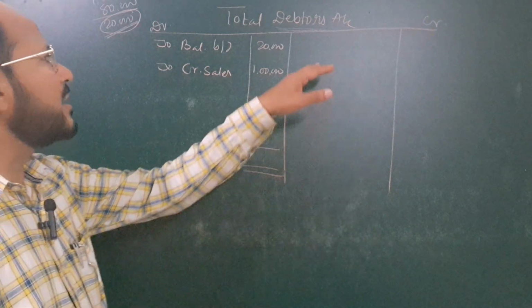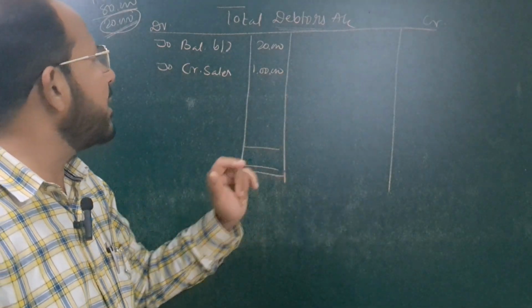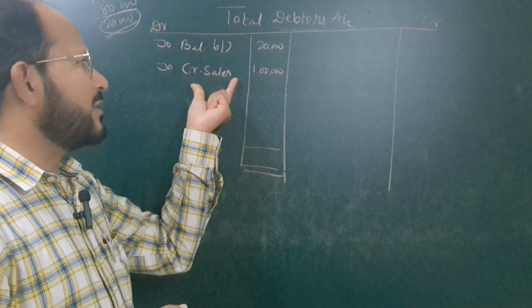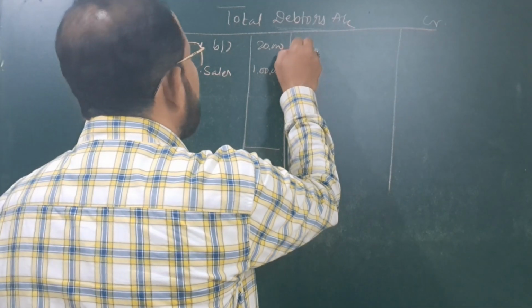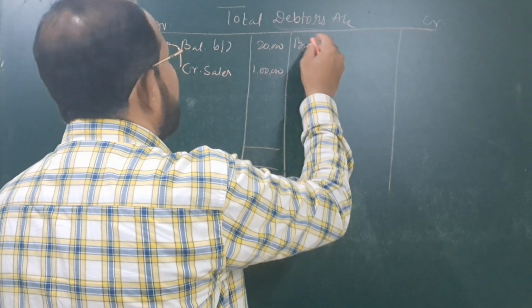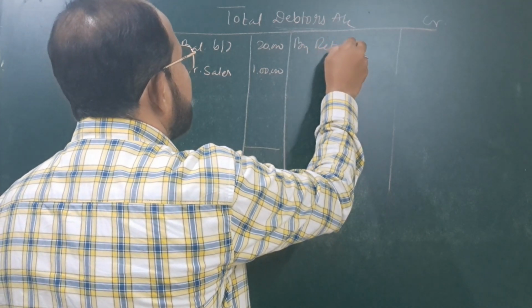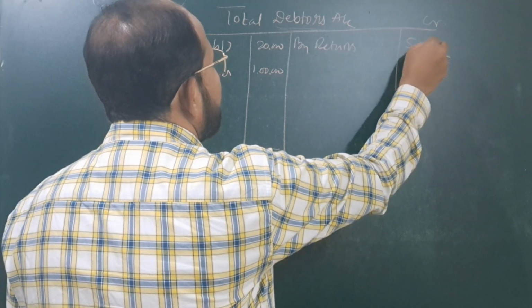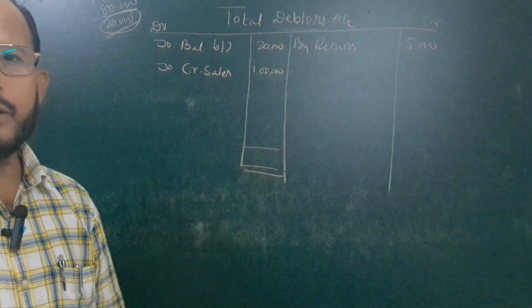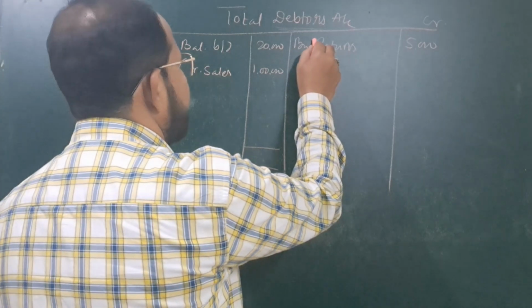Assume that during the year, the customers have returned some goods. Assume that goods returned by customers, for example, sales returns, rupees 5,000, I am going to write here. Returns. What is this? Sales returns.